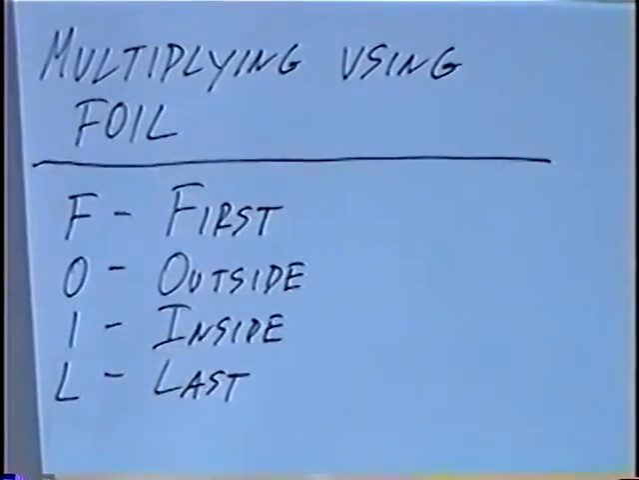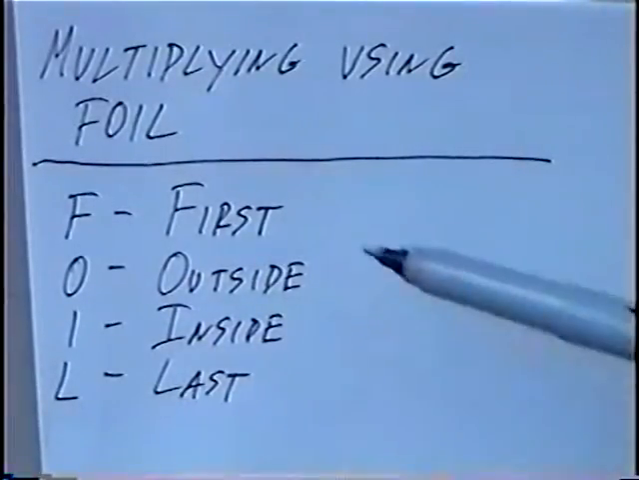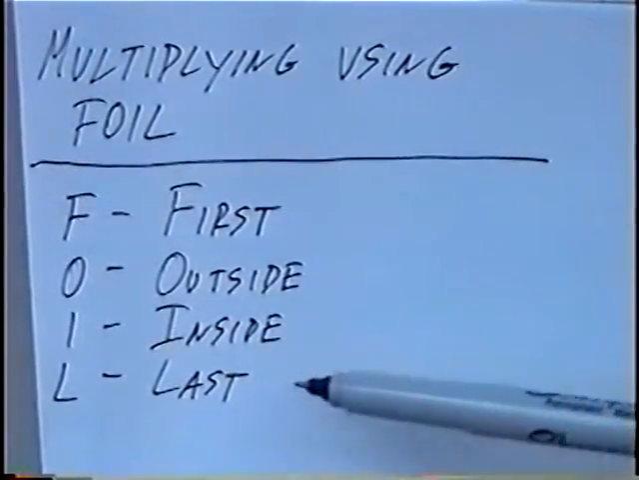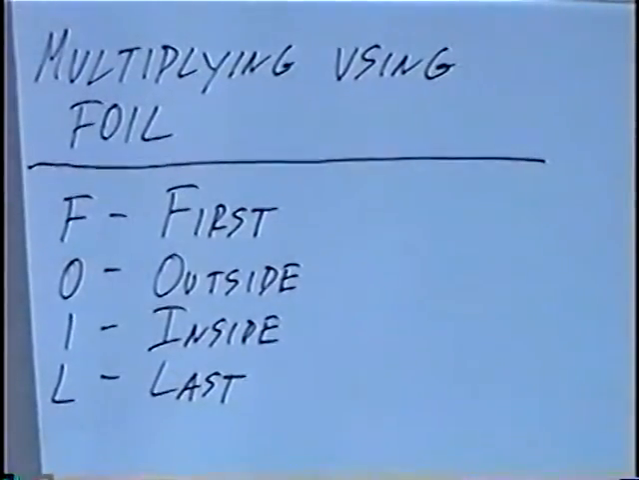When multiplying binomials, which we'll do in just a minute, we'll use the acronym FOIL. We'll multiply the first terms, then the outside terms, then the inside terms, and then the last terms.